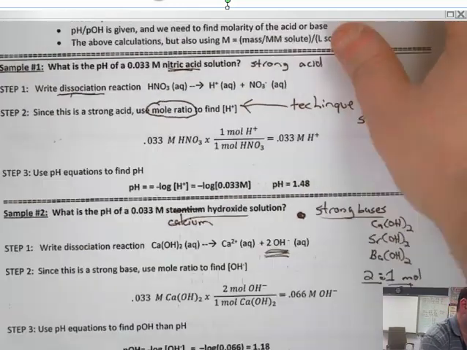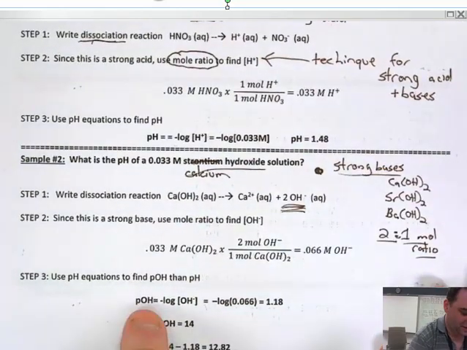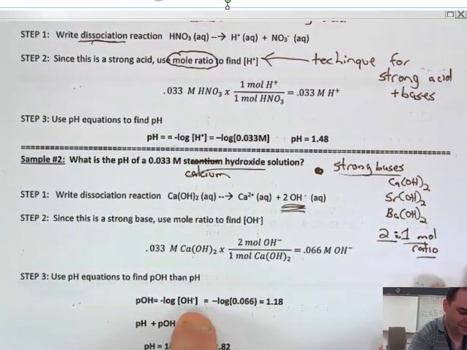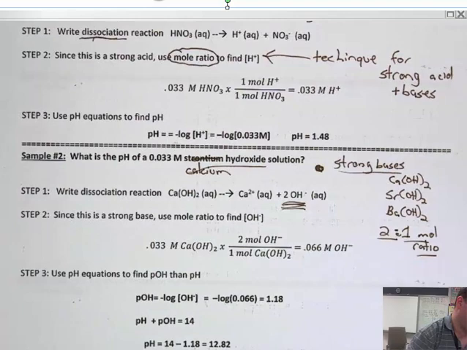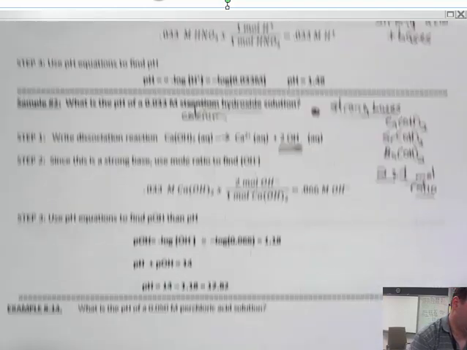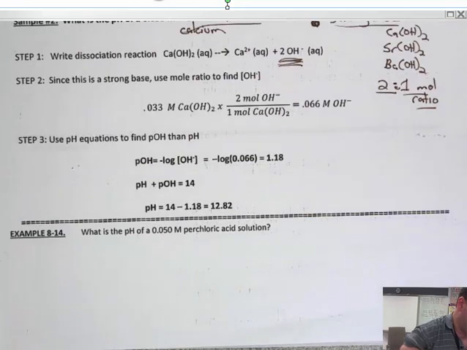Then you use the pH equations to find the pOH here. So this one, you're finding the pOH first with the negative log of OH, which is 1.18. Then once you get the pOH of 1.18, pH is 14 minus 1.18, which is 12.82. Okay, I'm going to show you one problem right now, and then, yeah. Okay, here we go.